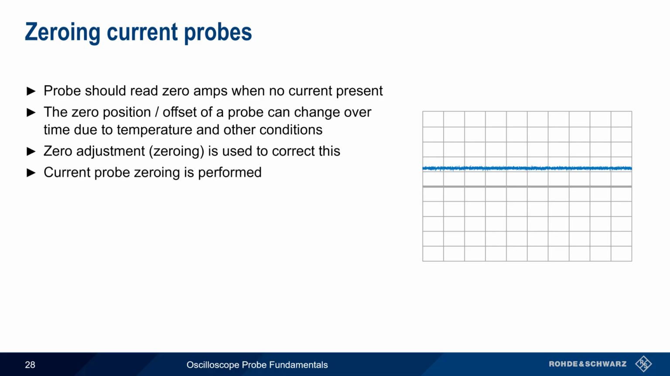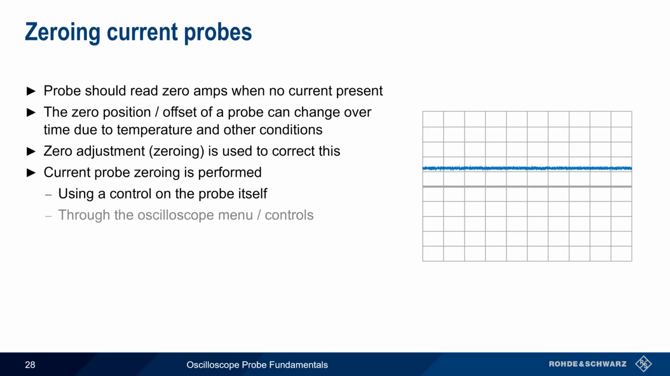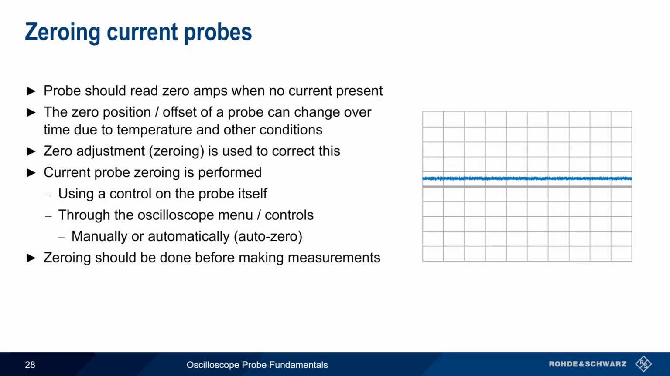There are 2 different ways to zero a current probe. For probes with a non-proprietary interface, a zero offset knob or wheel is usually built into the probe itself. We'll see an illustration of this on the next slide. Probes with a proprietary interface usually allow zeroing to be performed using the scope menu or controls. And some scopes even have an auto-zero function, which will apply the correct offset and direction automatically. For best accuracy, it's always a good idea to zero current probes before making any current measurements.